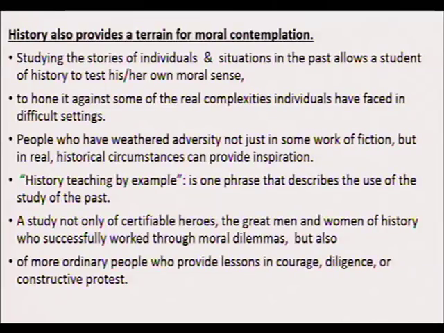When we look at people who have weathered adversity in real life, it can provide us with inspiration. History teaching by example is a phrase that describes the use of the study of the past. So this is a study not only of certifiable heroes, but of more ordinary people who provide us with lessons in courage, diligence, or constructive protest.